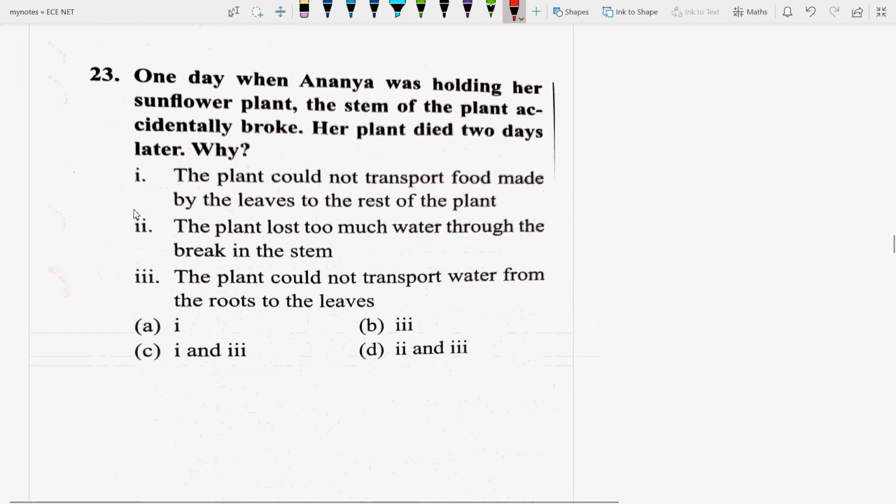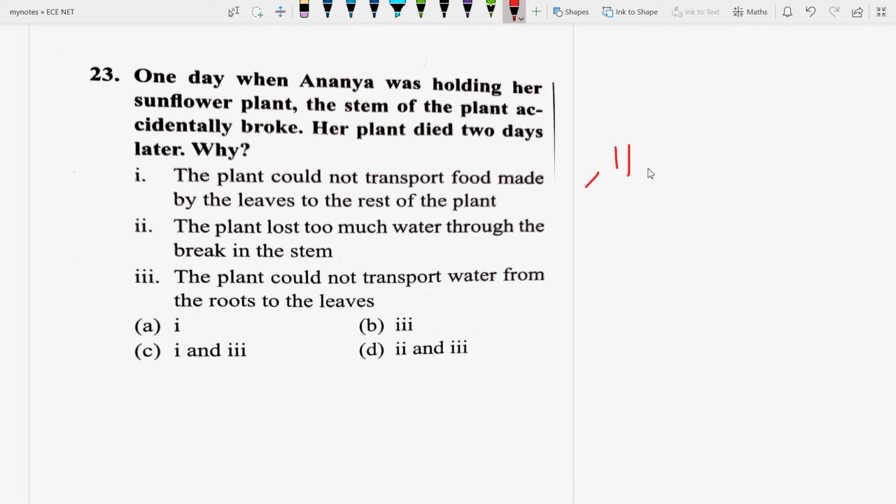Next question is, one day when Ananya was holding her sunflower plant, the stem of the plant accidentally broke. Her plant died 2 days later. Why? The plant could not transport food made by the leaves to the rest of the plant; second, the plant lost too much water through the break in the stem; or the plant could not transport water from the roots to the leaves. See, when the stem of the plant accidentally broke and the plant died 2 days later, what could be the reason? The first reason could be that the plant is unable to transport the food made by the leaves to the rest of the plant because the stem got broken.